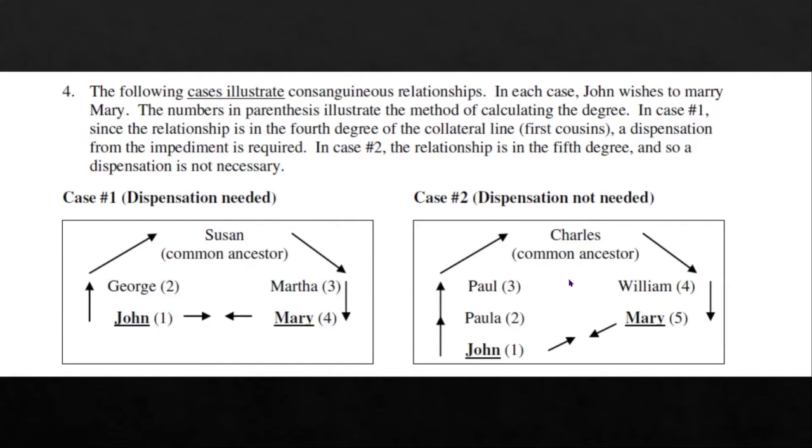Whereas in this case, again, it's another John wanting to marry a Mary. Their common ancestor is Charles. So we're counting the steps. We're not including Charles in that. Because they are the fifth degree removed by this definition, they would not require a dispensation.